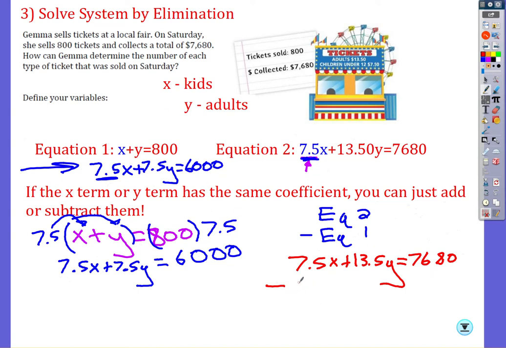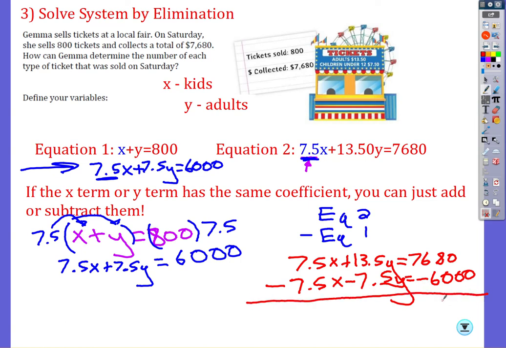So we'll subtract off x. Oh, excuse me. I want the rewritten one. We'll subtract off 7.5x. And I want to subtract off every term, so I'm just going to distribute the subtraction throughout. Minus 7.5y. And of course, we want to subtract off that 6,000. So I'm subtracting off everything. We'll see what happens when I do that.